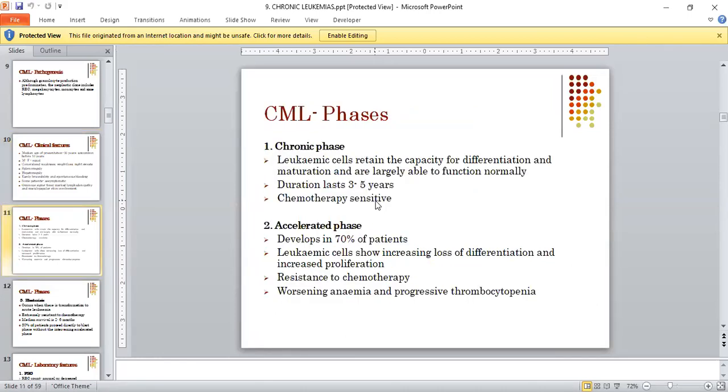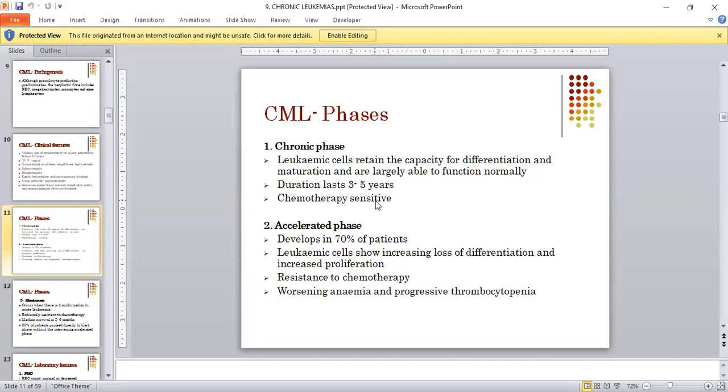So CML has phases. There's the chronic phase, where the leukemic cells retain the capacity for differentiation and maturation and are largely able to function normally. This phase usually lasts 3 to 5 years. And this is the stage at which, if it's caught, it's highly treatable.